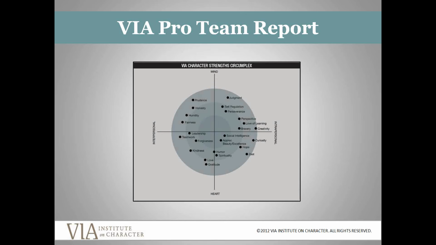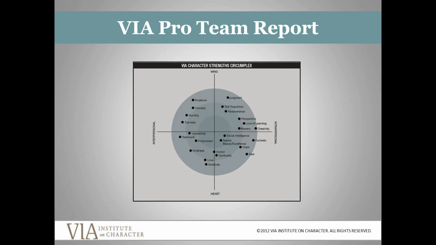This display has been called the VIA circumplex model, also referred to as a two-dimensional model. It is the result of a comprehensive statistical analysis that allows us to know how much of each of these four ingredients are represented in each of the strengths.